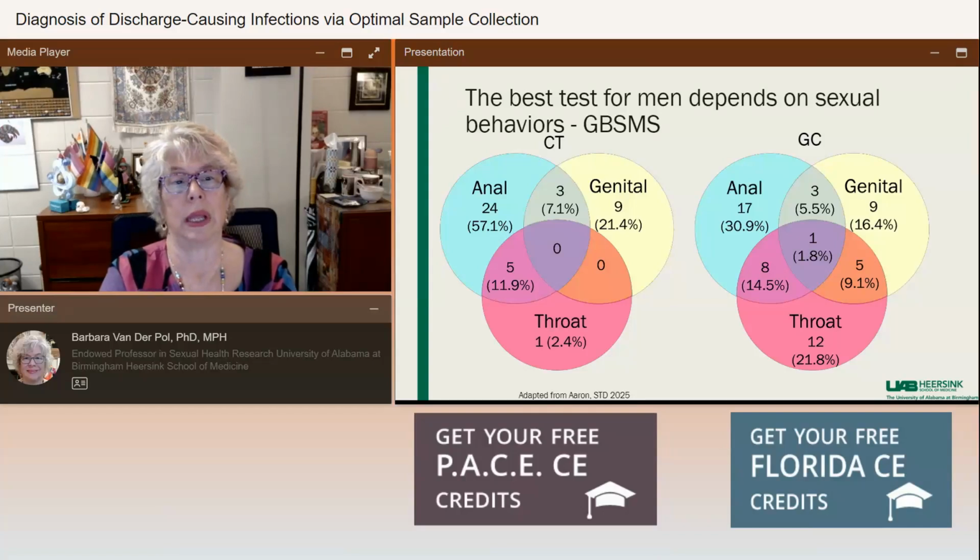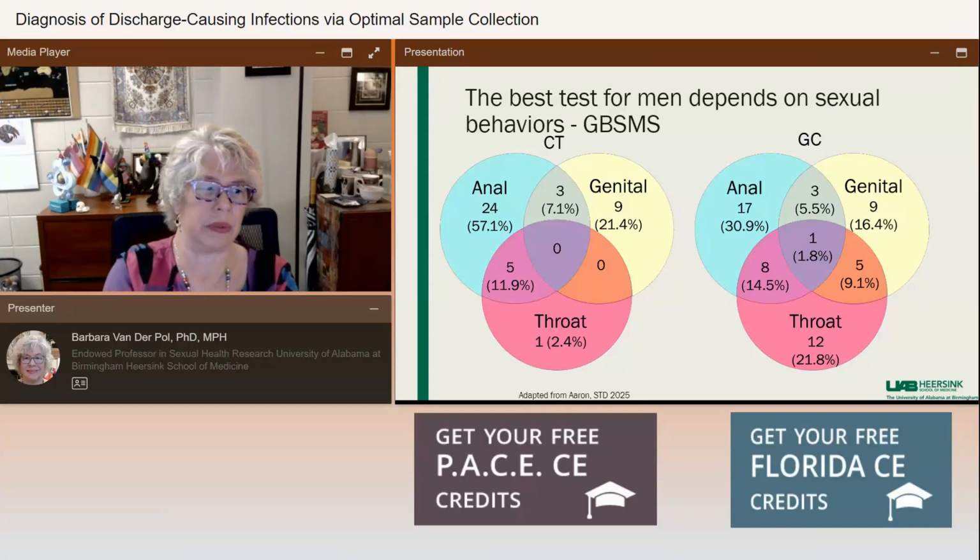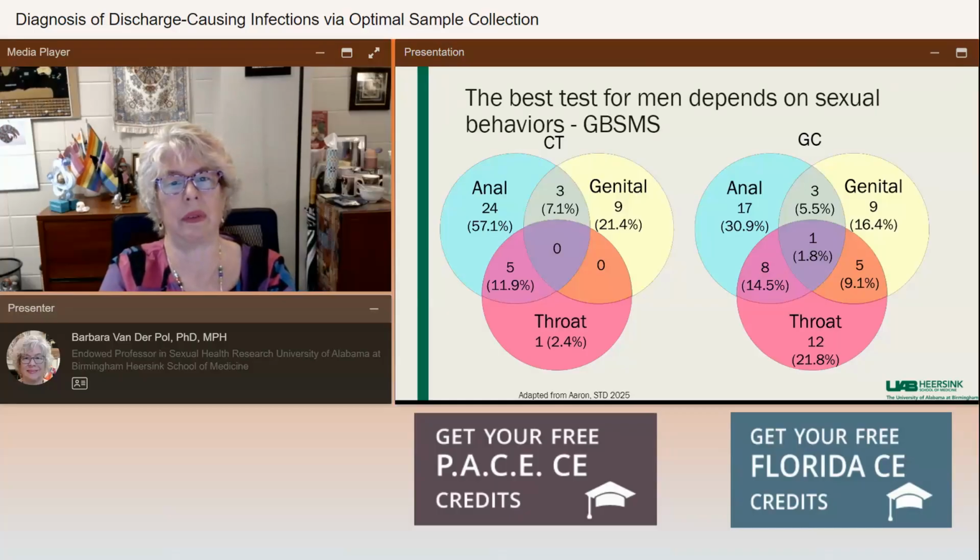So if you're a public health service or some community-based organization that has very limited funds, and you only have the funds to collect one sample, if a person is engaging in receptive anal intercourse, you need to be doing an anal swab. Now, anal swabs are just that. They are not rectal samples, and they can be self-collected or clinician-collected. I'm going to put an asterisk on that for just a minute and come back to it.